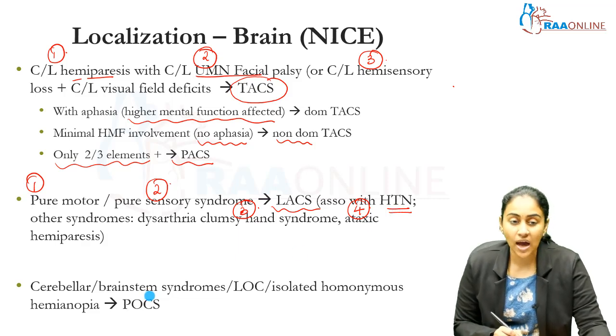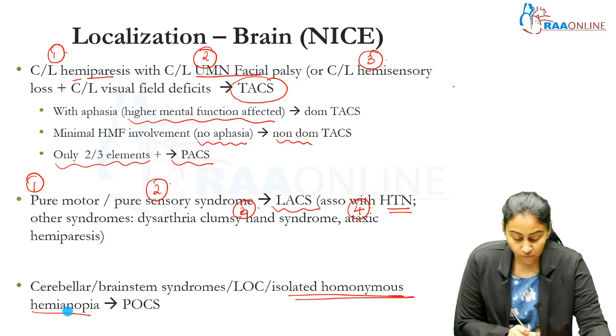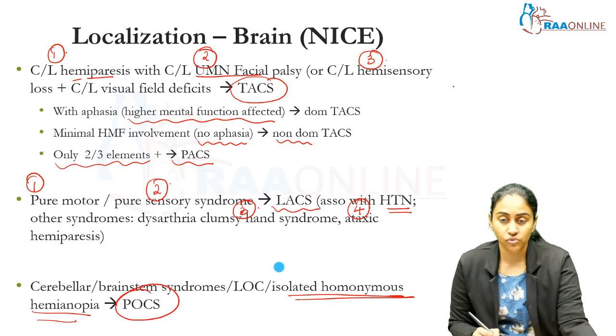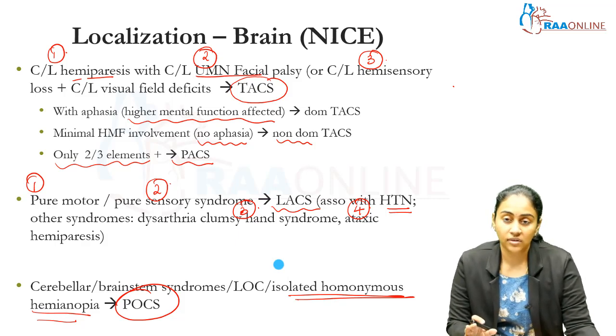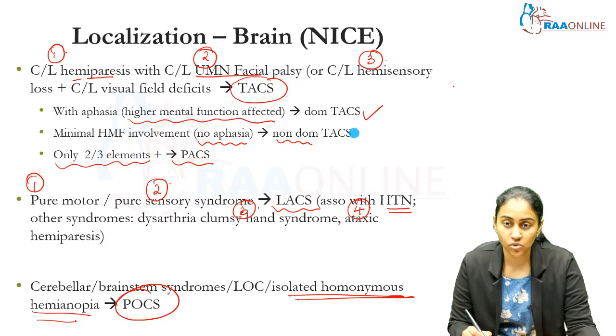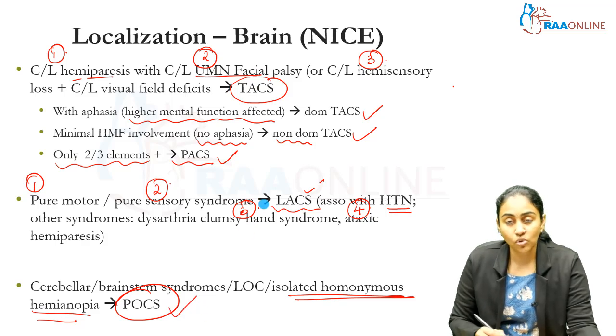Now, whenever you have cerebellar or brainstem syndromes or loss of consciousness or an isolated visual field deficit in the form of a contralateral homonymous hemianopia, then usually it is going to be a posterior circulation stroke, or POCS. Sometimes I've noticed in the questions that the NICE guidelines expect you to pick up the stroke and diagnose it in this manner. You will have to identify if it is a dominant TACS, non-dominant TACS, LACS, or a PACS or POCS. Usually, these are the 5 options given. So, look for these clues.